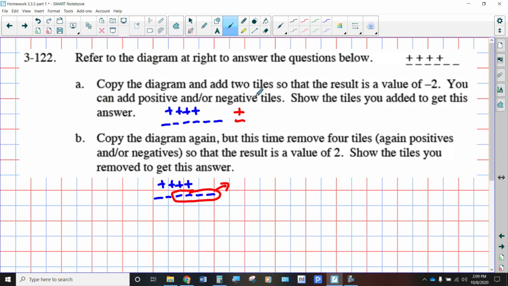Copy the diagram and add 2 tiles so that the result... oh, okay. So you have to put in 2 new tiles, and there they are. And you don't want to change the value. You want to keep it the same.